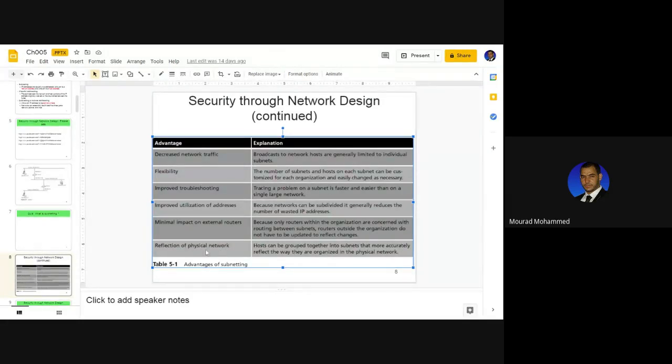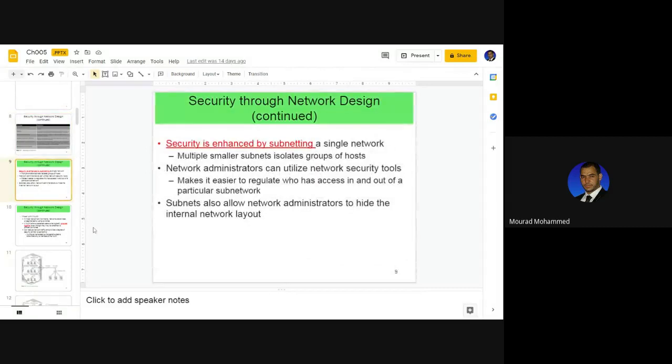Clearly viewed, room 81, room 82, room 83, and so on, physically seen, and here we can classify them. Room 81 is subnet 1, room 82 is subnet 2, room 83 is subnet 3, and so on. So the physical view reflects the subnet architecture or the subnet topology. What we presented as advantages are an enhancement to the network in question.